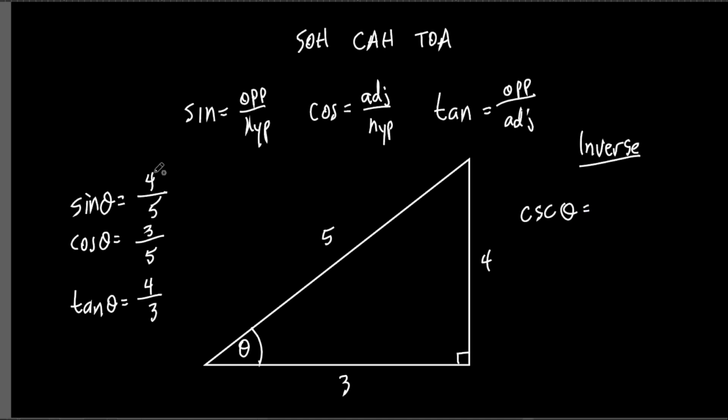Well, if it's an inverse, how can we find that? If the sine is 4 over 5, what do you think the cosecant is? 5 over 4, that's right. And again, later on, we're building foundations, that's all we're doing today, at least in this part right here.